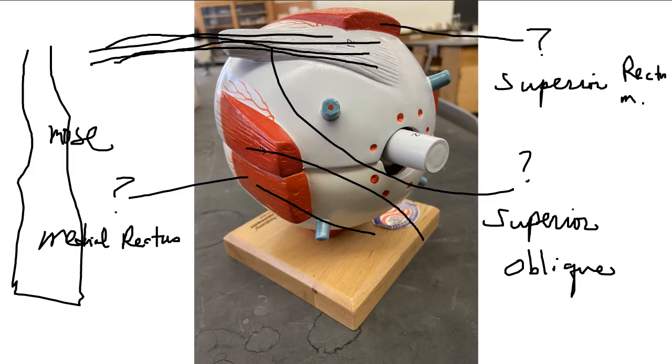All right. So what do you think this is, number 12? Number 12 is the thing sticking out from the back? Yes, this thing right here. Yeah, it is the optic nerve.